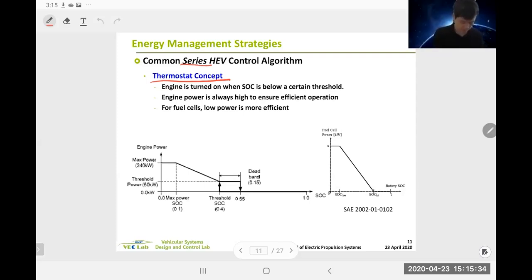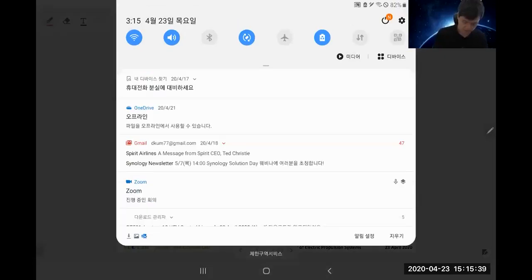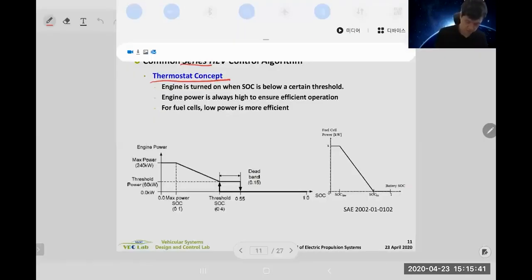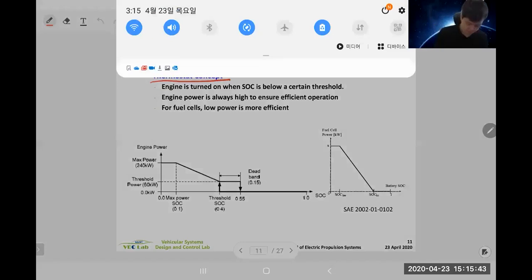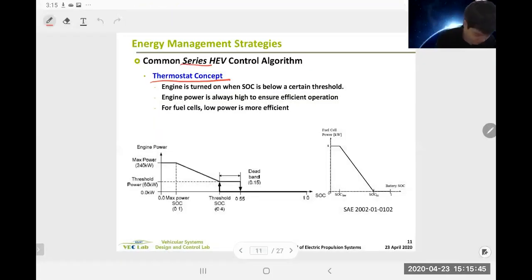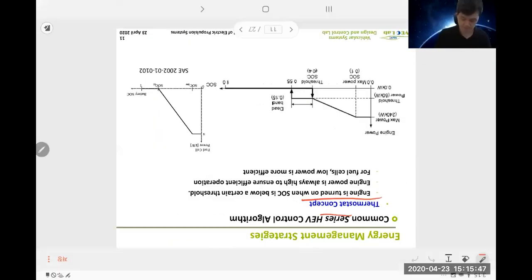Sorry, let me turn. How do I turn off sound?